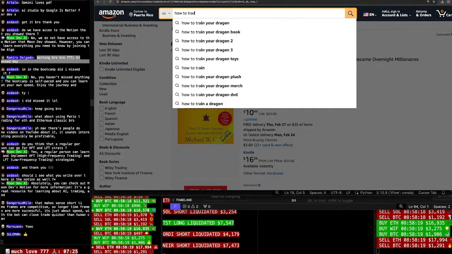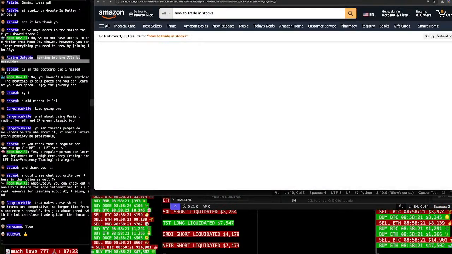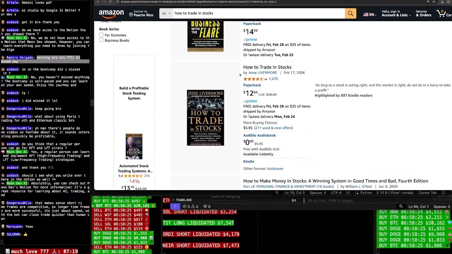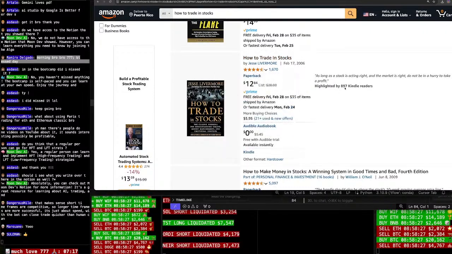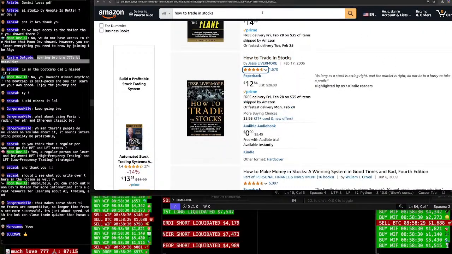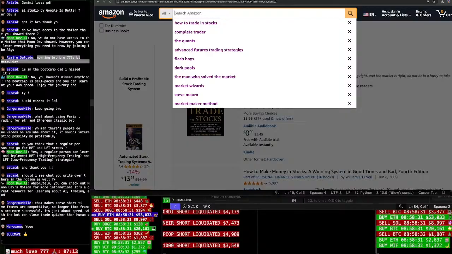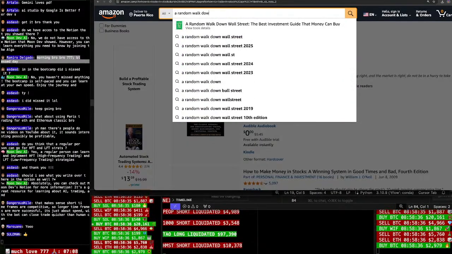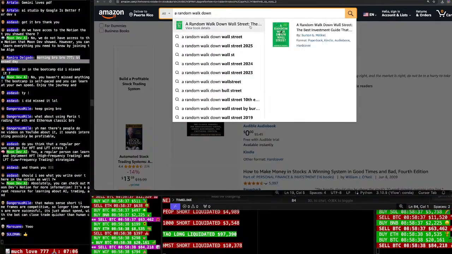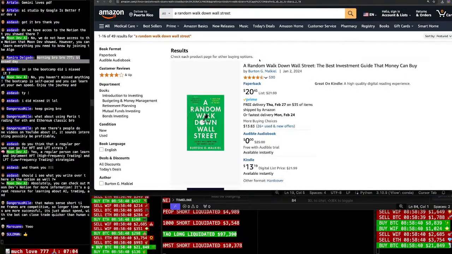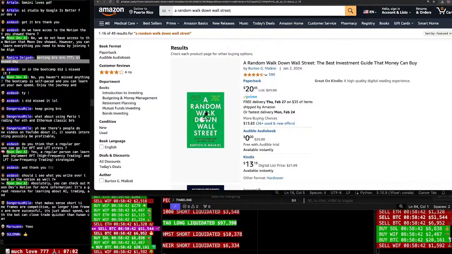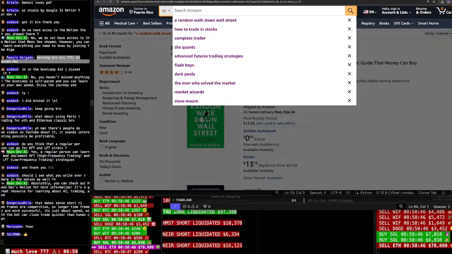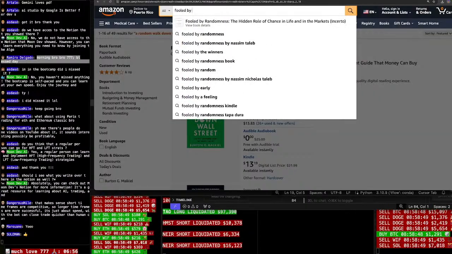How to Trade in Stocks was a good one. Jesse Livermore here. How to Trade in Stocks. Must read. A Random Walk Down Wall Street. Another great book. So I'm just trying to give you every resource that I have read. Now, I haven't read all of them, so if you have more for me, please do let me know. Fooled by Randomness.